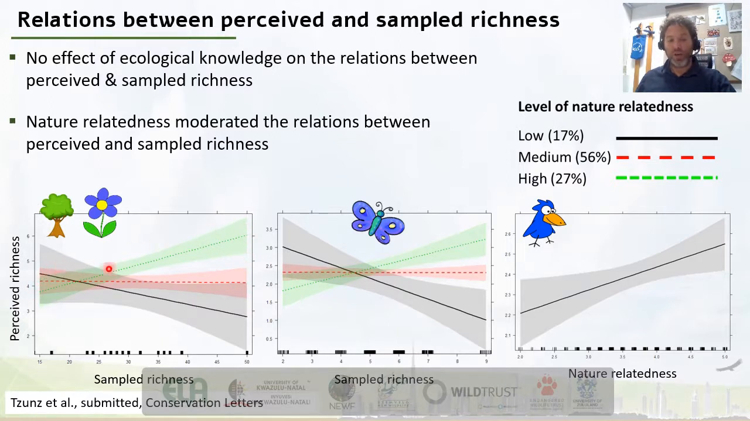For the majority of the population, here in red, and this is for plants, butterflies, and birds, there was no effect. And for those who have low emotional connection to nature, when the gardens were rich, they perceived them as poor, and when the gardens were poor, they perceived them as rich. And this was interesting.